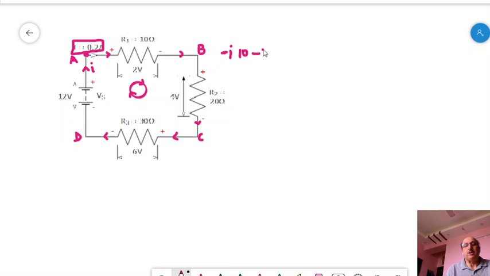Then again minus I into 20. Again the current is I and the resistance is 30, higher to lower potential end. So it is minus I into 30. Then we move from D to A, the appliance is the source voltage, and we are moving in the clockwise direction from the lower side to the upper side of the voltage. So it is plus 12 is equal to 0.